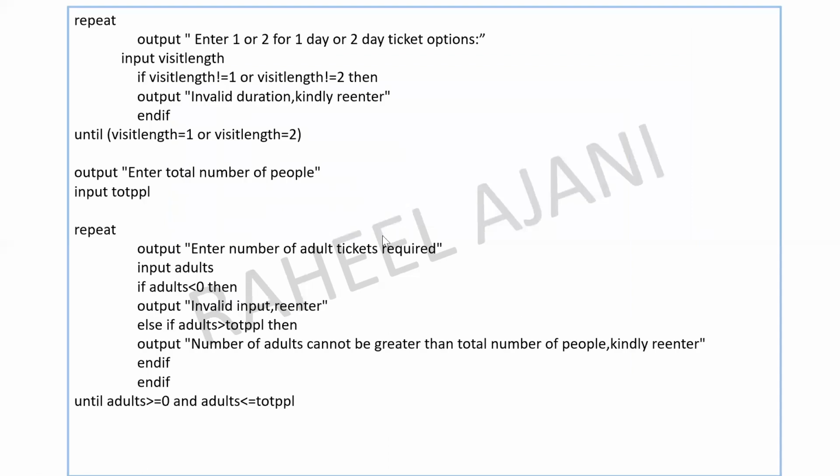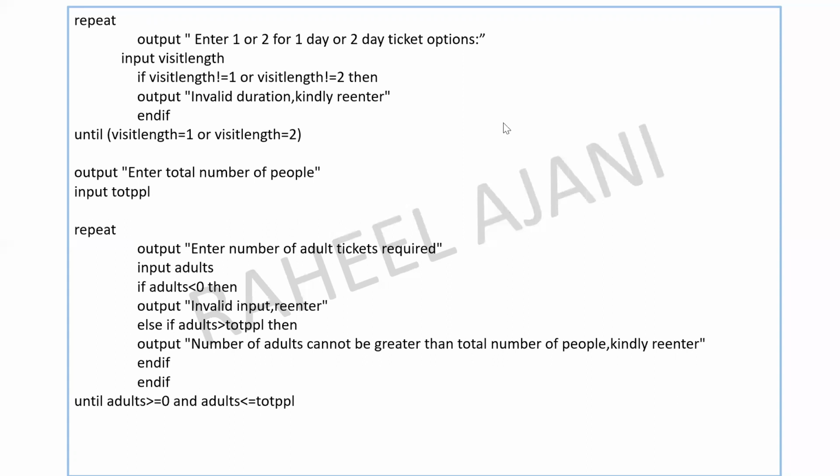Now the second part was, the program was asking you to enter the number of days for your visit. Like, do you want to visit the park for 1 day or 2 days? So I've given a message output, enter 1 or 2 for 1 day or 2 day ticket options. And you have taken the input from the user in the variable visit length. Now, if your visit length is not equal to 1 or it is not equal to 2, then you get a message invalid duration, because visit length can either be 1 day or 2 days.